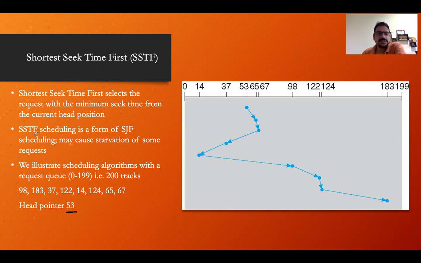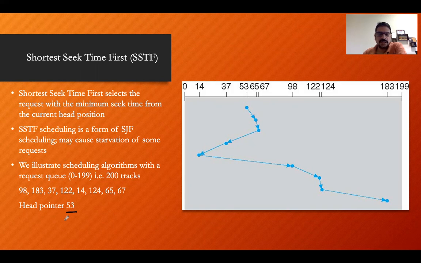Shortest seek time first scheduling is a form of shortest job first scheduling that we have seen earlier in process scheduling. It may cause starvation for some requests, right? Those requests whose seek time is high from the current one have to wait for a longer period of time.